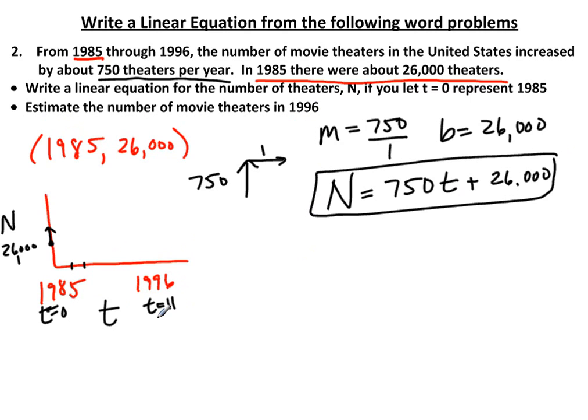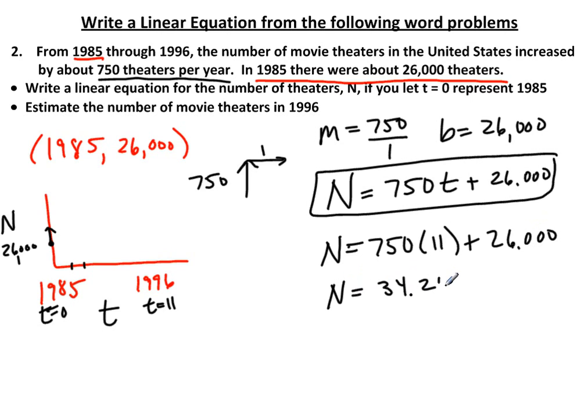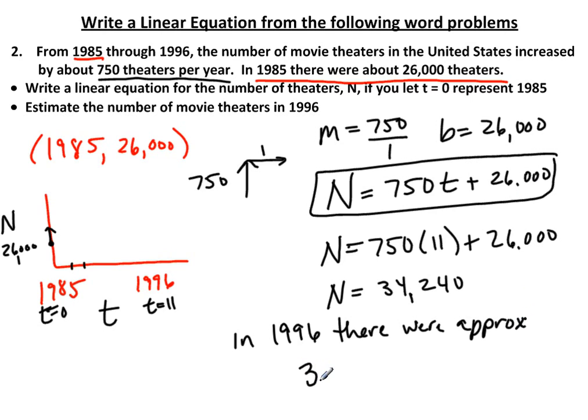Well, now that I have my equation, I know 1996 is 11 years after my start. So 750 times 11 plus 26,000. Just take your calculator. 750 times 11 gives you 8,250. And if I add 26,000 to that, I get a total of 34,250. Again, it's a word problem. So in 1996, there were approximately, because remember, this is just a linear model, 34,250 theaters.